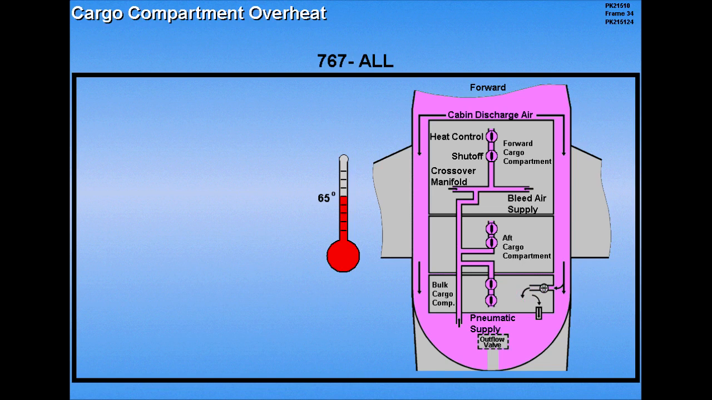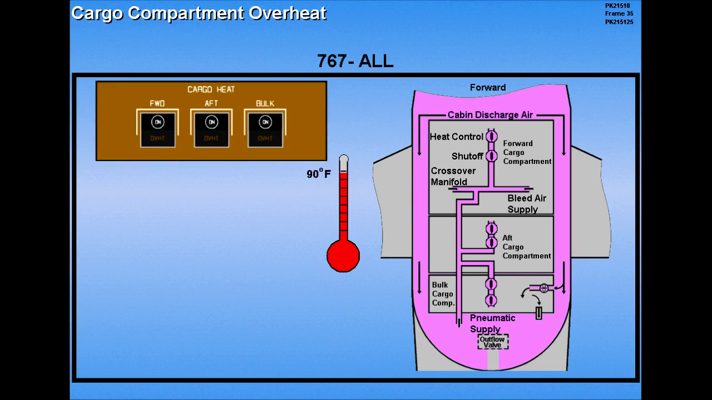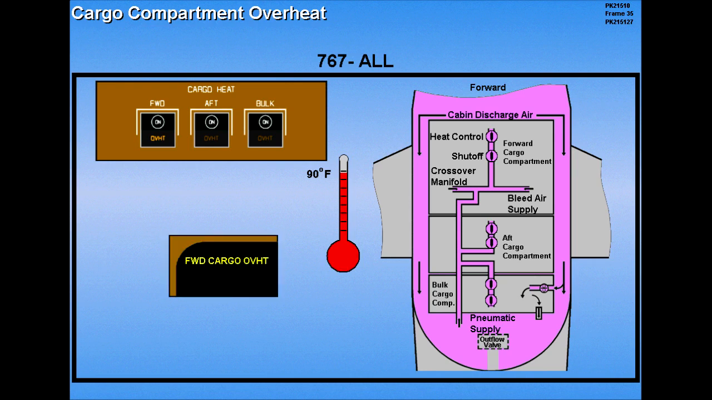In the event of an overheat condition, the heat control valve automatically closes, shutting off the supply of bleed air. If the temperature in any of the 3 cargo compartments exceeds 90 degrees Fahrenheit and the heat control valve fails to close, the cargo compartment overheat light illuminates, accompanied by the associated ICAS advisory message. When the overheat light illuminates, the shutoff valve will close until the temperature drops below 90 degrees Fahrenheit.